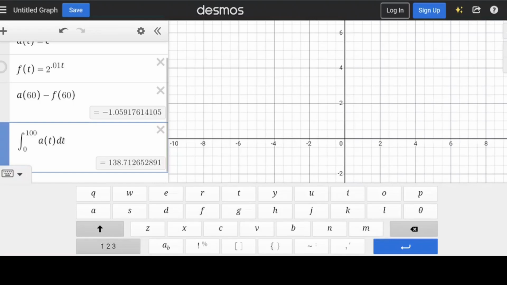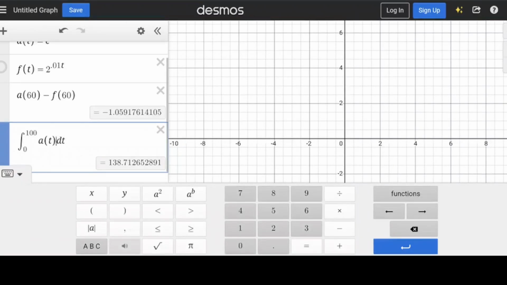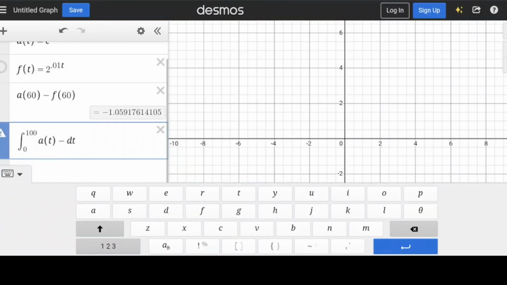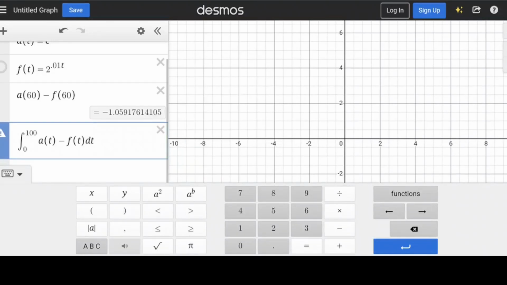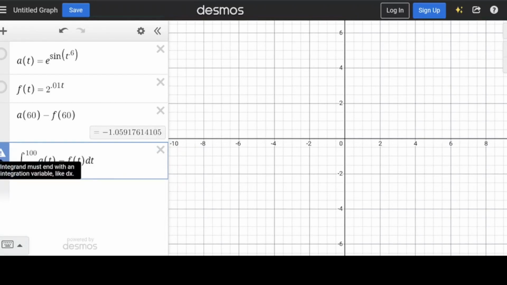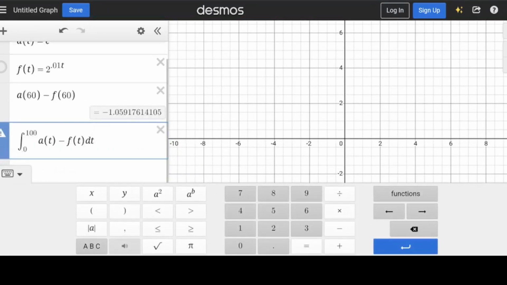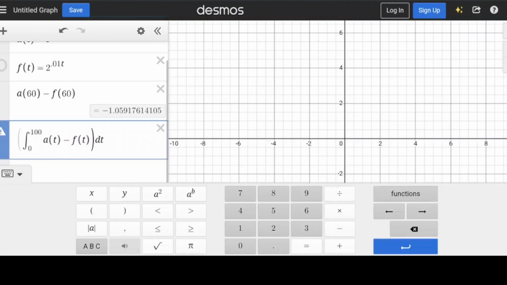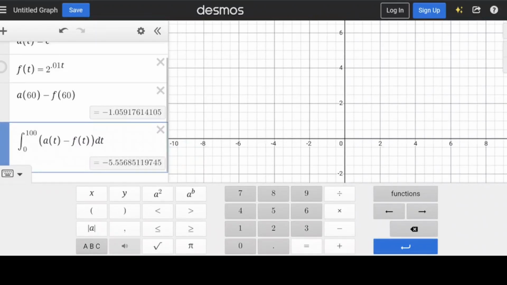So I go back to Desmos, and let's just go ahead and do a of t minus f of t. Oh, okay, but I think this will give us an error here. We tap that, and it says an integrand must end with an integration variable like dx. It's like I did end it with an integration variable like dx. I used dt. What you need to do is put parentheses around your integrand. That actually makes a lot of sense because where it was looking for a dt or a dx was right there. That's a different discussion on order of operations, but there you go.